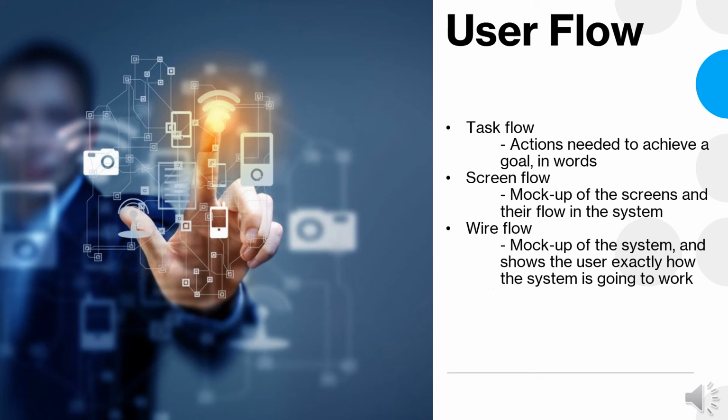Let's just look at the three different components that make up the user flow. So first of all, we have the task flow, which are the actions needed to achieve a goal, and you have this in words. So let's say, for example, your user wants to, what can I say, to buy a black dress, for example. And then your screen flow is just a mock-up of the screens and their flow in the system. So here you actually show the screens but in low fidelity, so you can draw them on paper and then show them to your users.